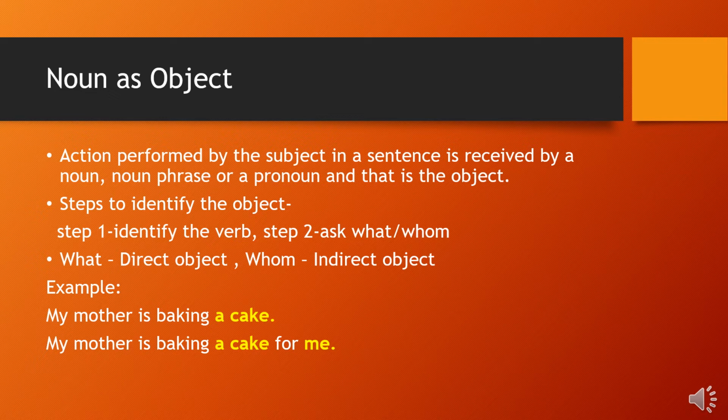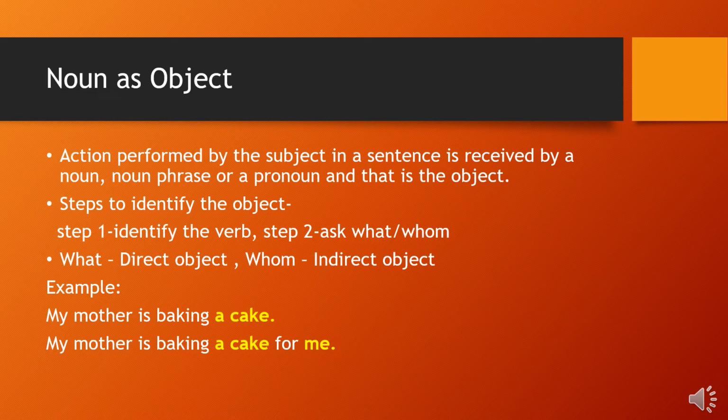So as I said, the two steps. First step, identify the verb. What is the verb? Baking. Once you have identified the verb, ask the question, what? What is baking? What is baked by the mother? Cake. So cake will be the object.